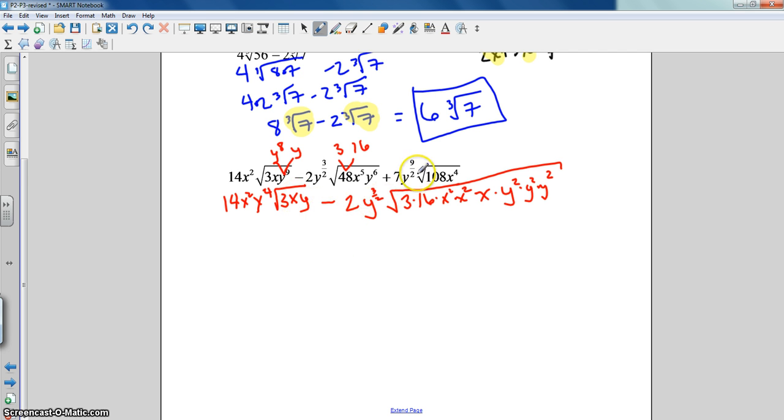Okay, and now I'll break this one down a little bit slower as well. So this is going to be, let's see, 7y to the 9 halves, and then square root of 108. Okay, and then I have underneath the radical, 108 is going to be 4 times 27. Okay, and then times x squared times x squared.